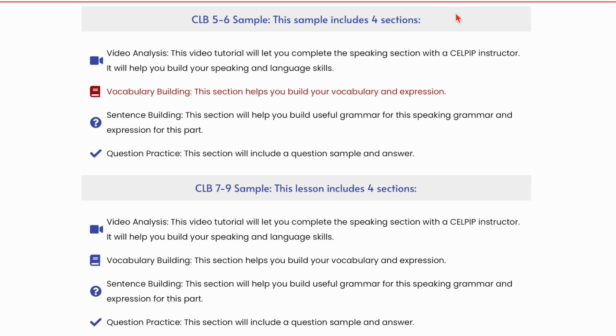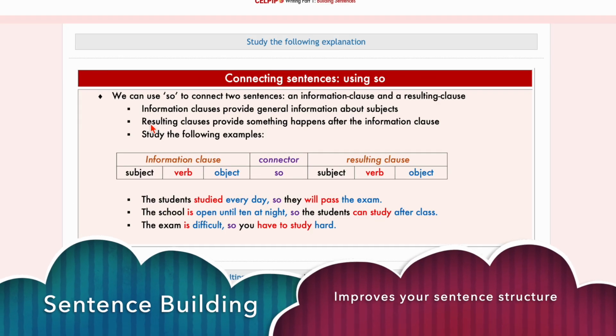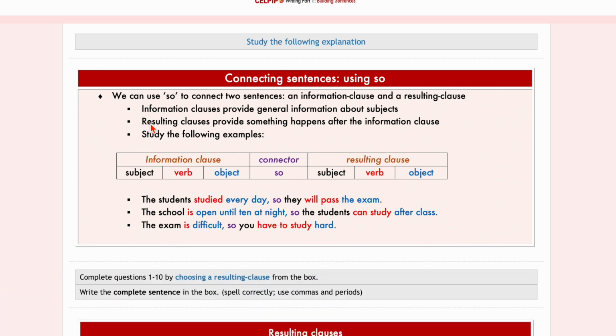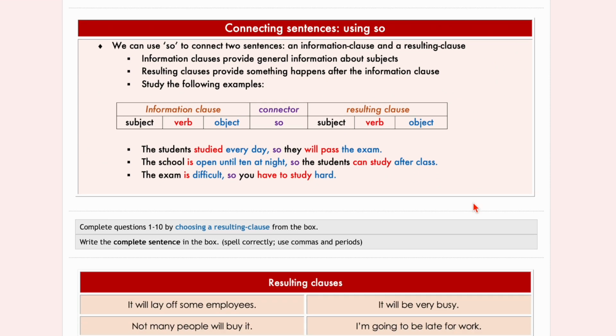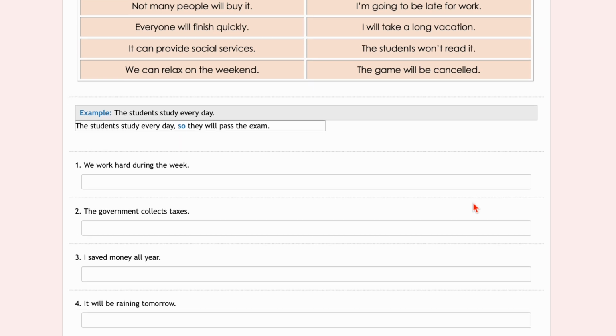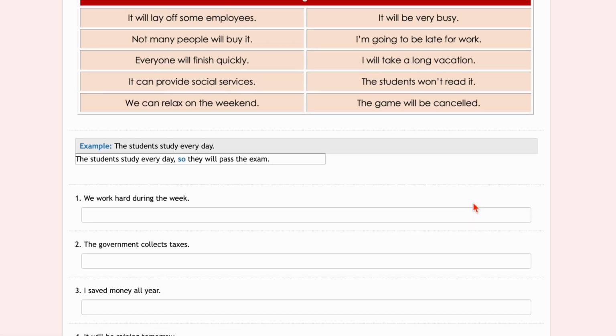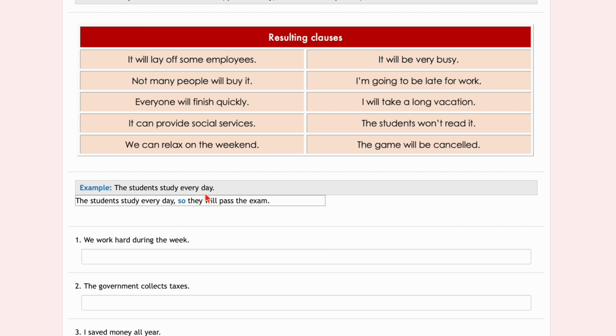Okay. And then we have some sentence building. The sentence building exercises are really great. It teaches you how to construct stronger sentences, okay, or two-clause sentence. We have here today using so. We have information clause, the connector, the resulting clause. Very good information about connecting sentences. And then this great exercise for you to write the sentence. The students study every day, so they will pass the exam. Great exercise for building sentences and writing for lower levels, okay?